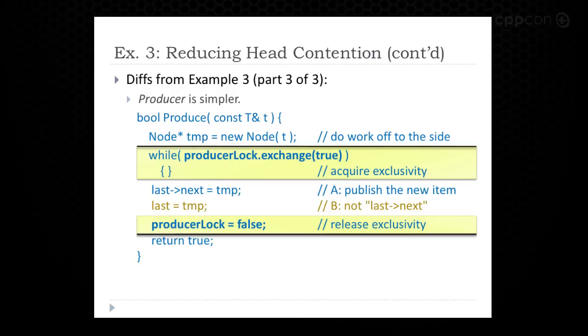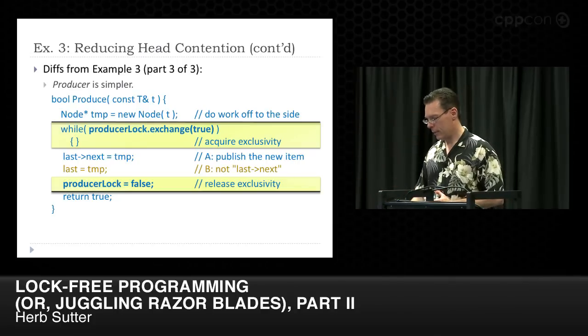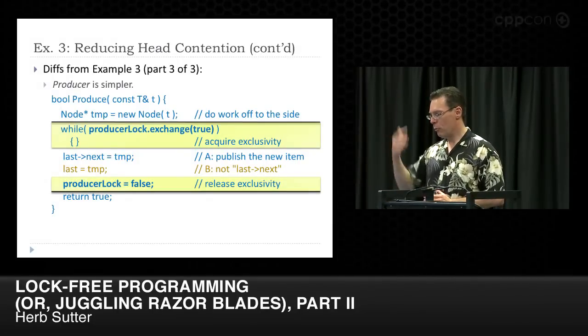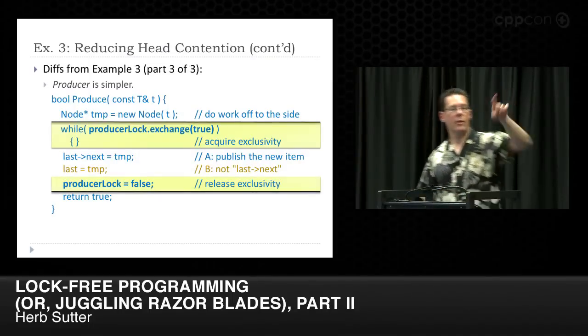The producer is a lot simpler. In fact, I can't really show you the green diffs because it's strikeouts. It's like I've just removed code, which I've moved into the consumer. The producer is now making a new node, getting exclusivity, and he's just doing a few pointer assignments and then letting go of exclusivity. Question here.